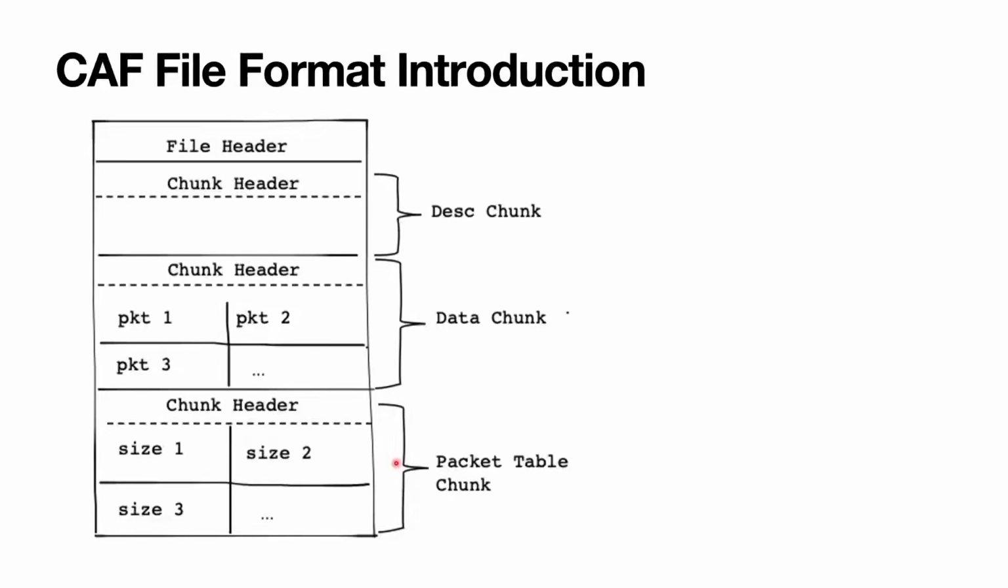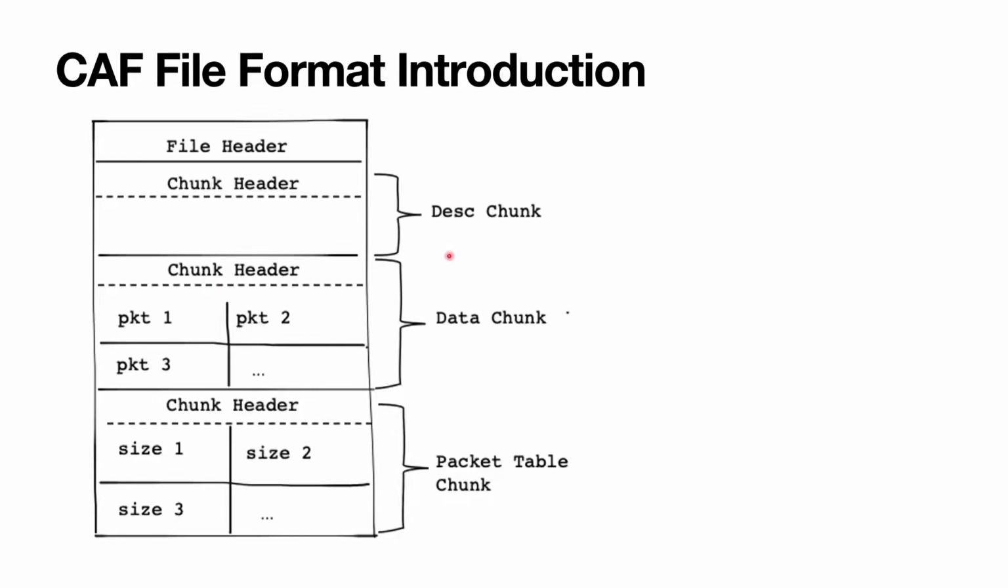Let me briefly introduce the CAF file format. Here, I drew a simplified version of it. The CAF file starts with a file header, and then is composed of various types of chunks. Each chunk has a chunk header, which records the size of the chunk.